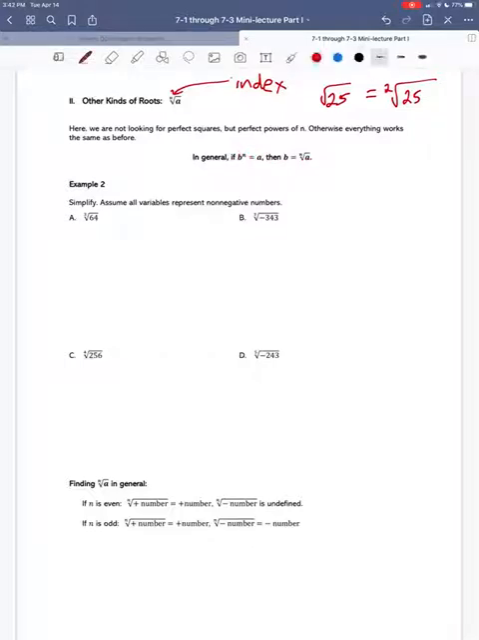All right? So when I look here at example 2, part A, I've got an index of 3, so that means I'm looking for a perfect third power. So I want to say what to the third power is 64. You can try different things, but if you try 4 times 4 times 4, that ends up being 64. So that means this cube root of 64 is just 4.